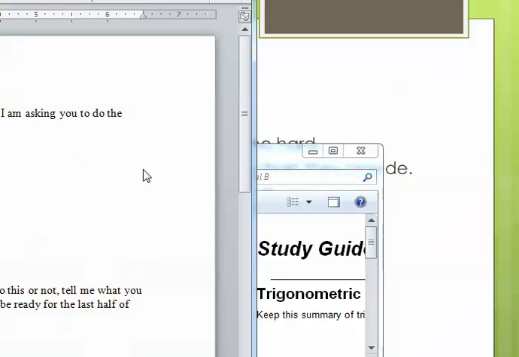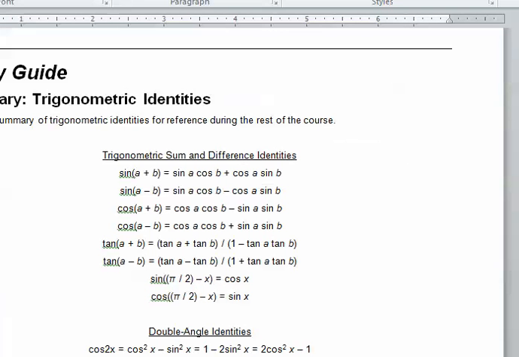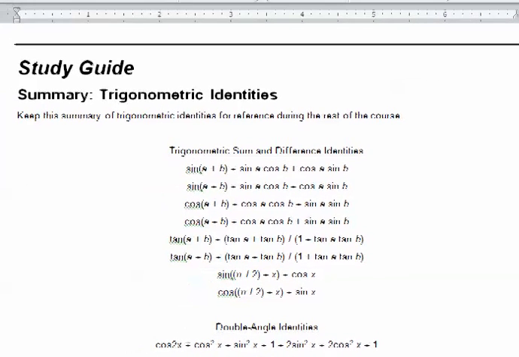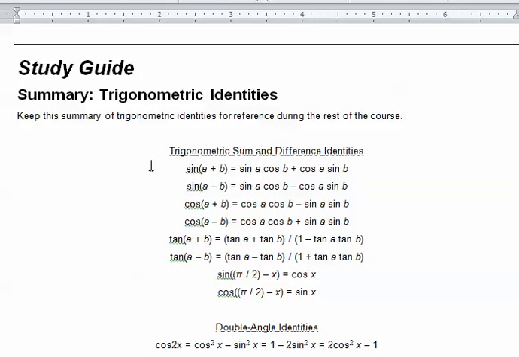And what I'm talking about there is, it'll pop up here in a second. Maybe it's not going to pop up in a second. Okay, there it is. It's the study guide. If you go to page 11 in the study guide, it's got the summary of the trigonometric identities. Okay, it starts with the sum and difference identities, and it does the double angle identities and so forth.